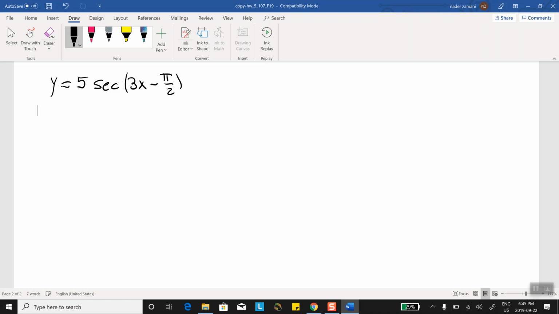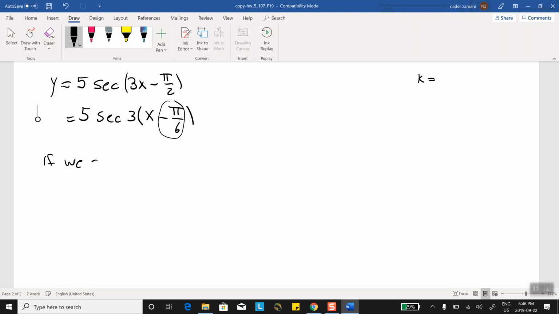The first thing that you want to do is to identify the k. Here, it would be helpful if you wrote it like that: 5 secant of 3 times (x minus pi over 6). The only reason I wrote it like that is because it gives you the shift.